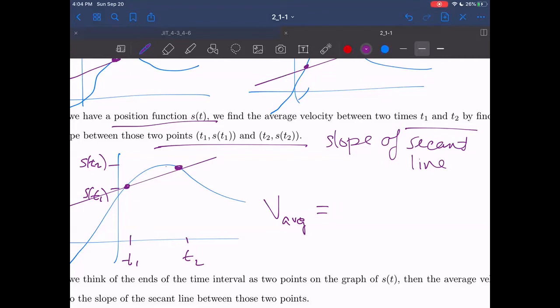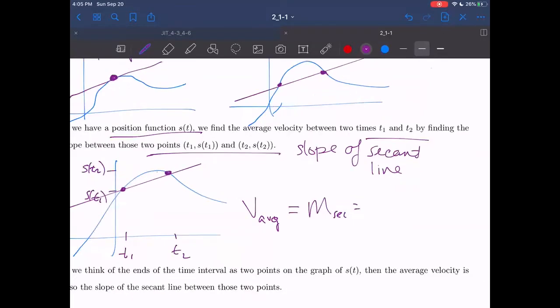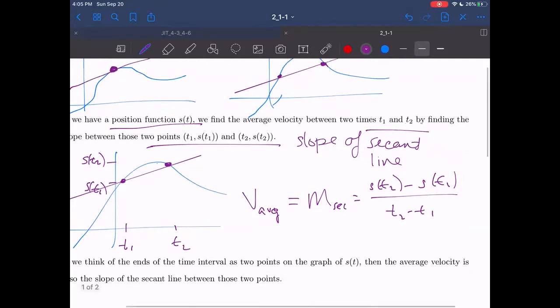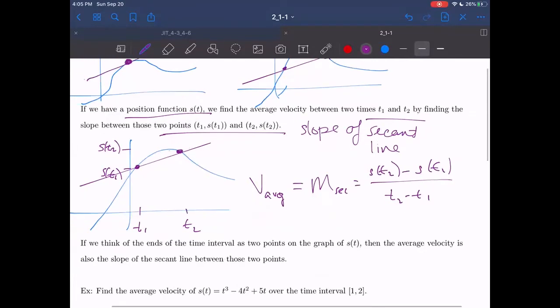So the average velocity we can also find using the slope of the secant line. It's going to be s of t2 minus s of t1 divided by t2 minus t1. Just the same slope formula we've been using. All right, so that's our average velocity.